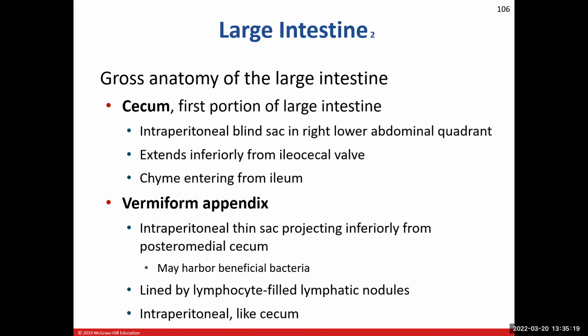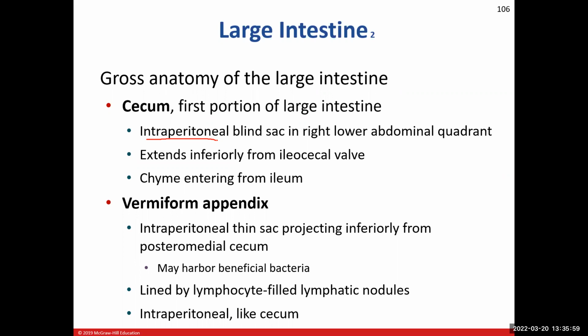So the first part of our large intestine is the cecum, and it's a sac. More importantly, it is an intraperitoneal sac, so we're going to find it within the peritoneal cavity. It's located closer to your right ileum, down in the right lower quadrant. It extends from the ileocecal valve, which is just on the other side of the ileum of the small intestine. At that point, the ileum has moved some of that chyme, that digesting material, from the distal portion of the small intestine into the cecum.